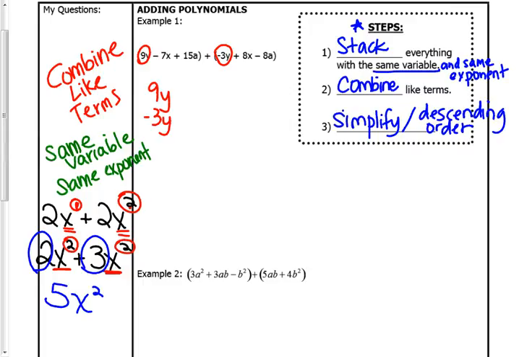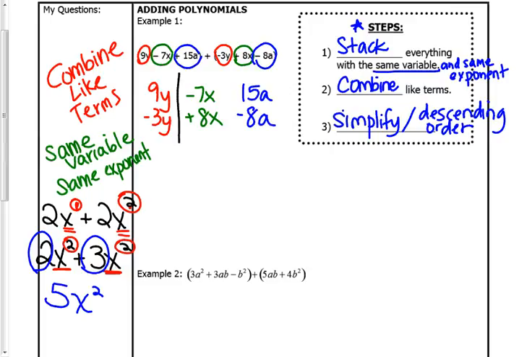Okay, the next one I see here is a negative 7x. Do I have another term with an x in it? And I do. It's this positive 8x, right? And then last one here I see is a 15a. And that can be stacked with this negative 8a. So I grouped my like terms together, one right on top of the other. And I like to stack them so we can see we're going to add each one together, okay?